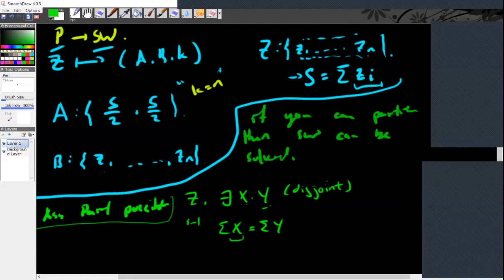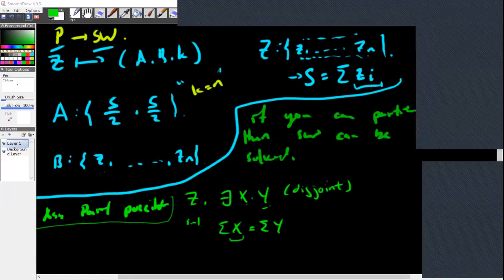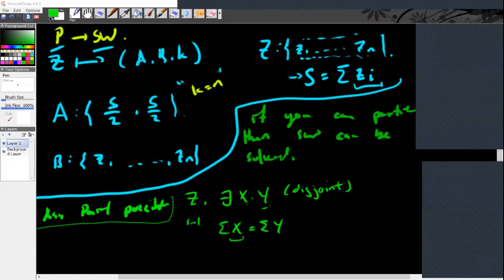Does "if partition" refer to partition transform input? No. If you can partition, it refers to partitioning the original input, right? So when I say if you can partition, I mean Z. Good question. So where was I? Right.